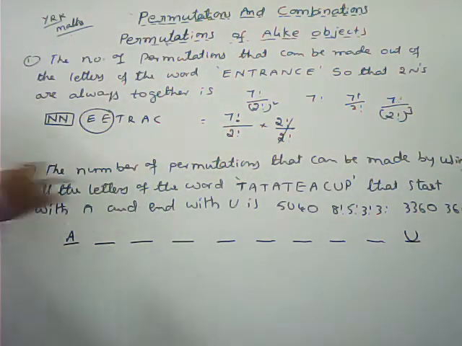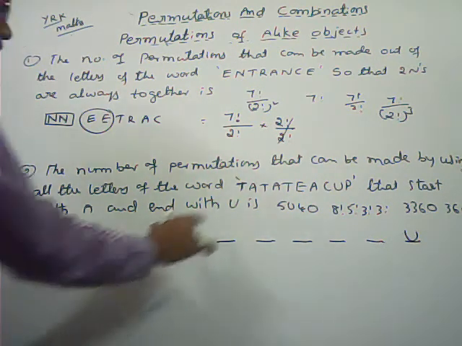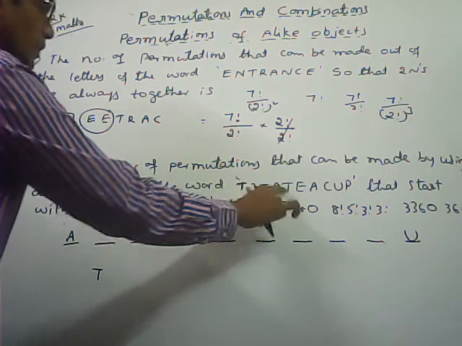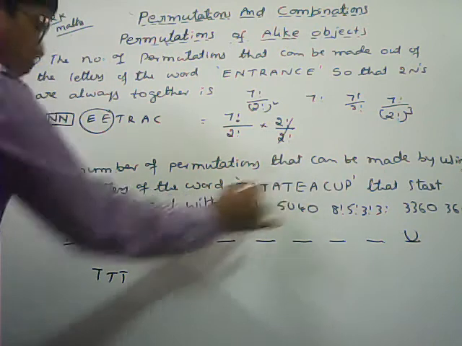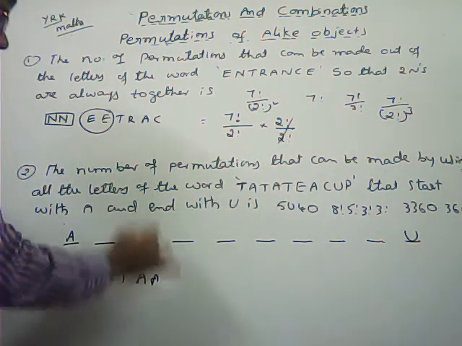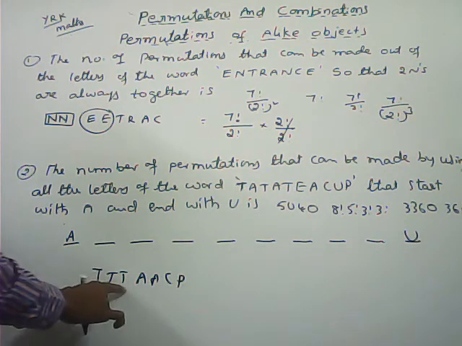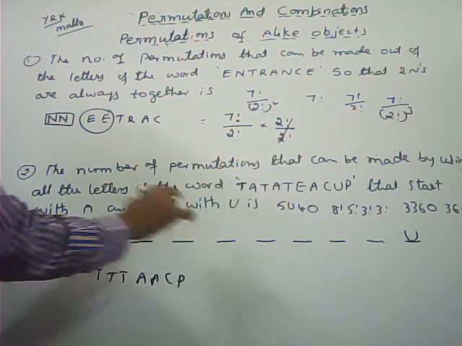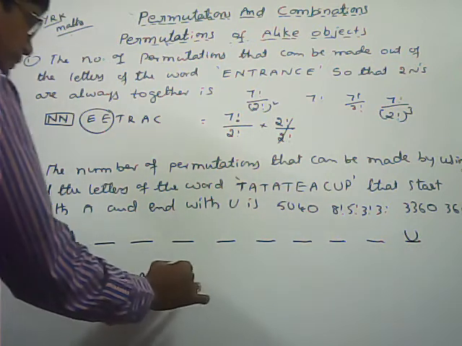So how many boxes remain? There are 8 empty places, so 8 letters remain. What are they? How many T's are there? Tata tea cup: 1, 2, 3. There are 3 T's, and 1 A is completed. 2 more A's are there. C, P, and one more, E, is there.